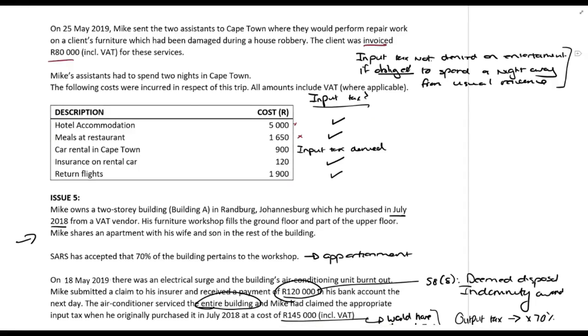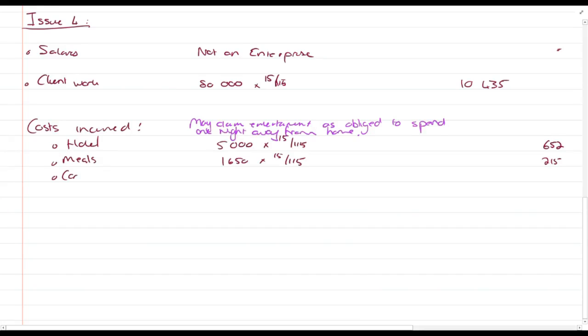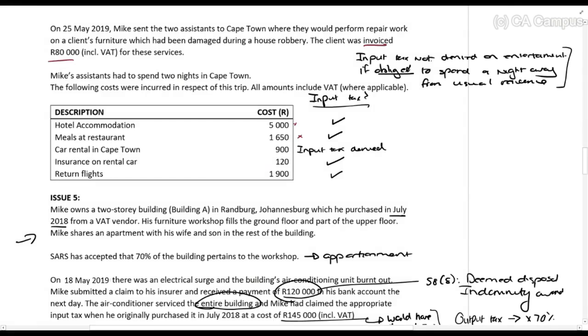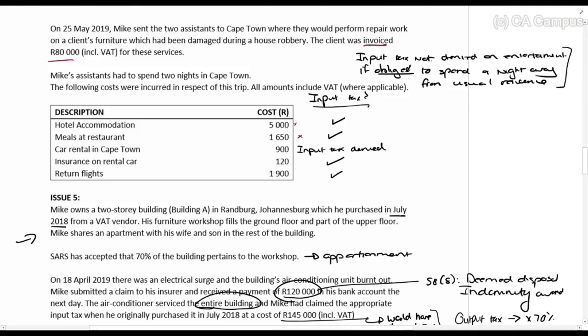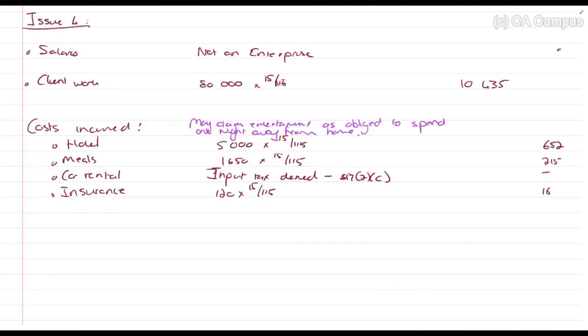Okay, car rental in Cape Town. That we know, input tax denied, section 17(2)(c). Insurance on the rental car. Okay guys, you can see we don't do that apportionment which we see in the next issues. Remember, the reason for this is because that is only for the building where it was apportioned. And then return flights 1,900.